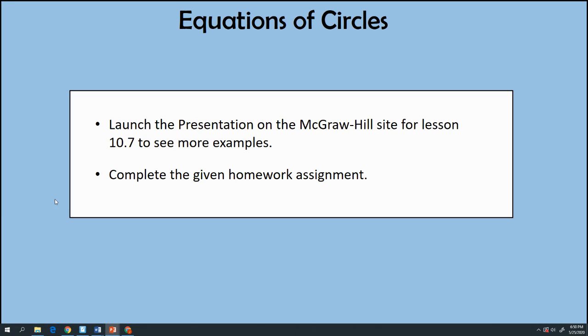All right. So that's the beginning part of equations of circles. I have homework for you tonight on these topics. It's just going to be you really working with that formula. You're going to be working over and over and over again, putting in values and seeing what you get.